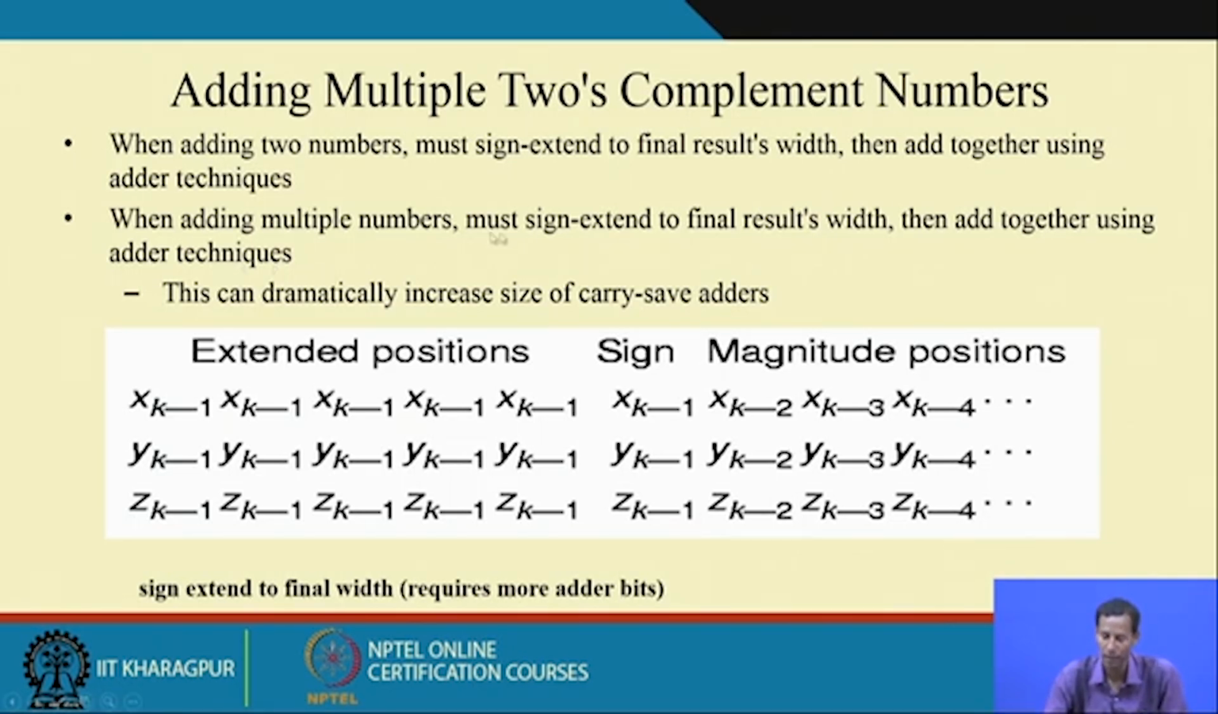When adding these multiple numbers, they must be sign extended to the final result width and then added together using the adder technique. This can dramatically increase the size of the carry save adder. Initially, for unsigned multiplication, this position was vacant. As I fill it with the extended sign bit, I need more adders at these positions, whether full adder cells or half adder cells. So, this will increase the size of the carry save adder.